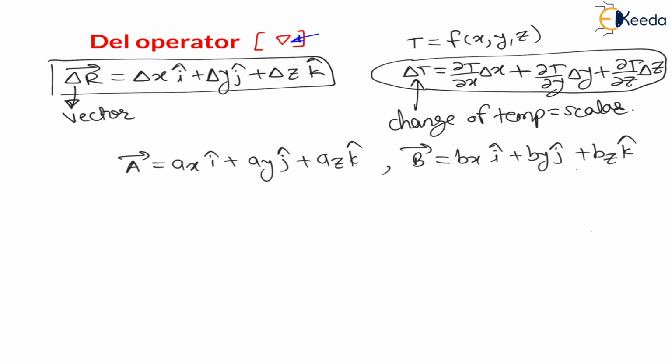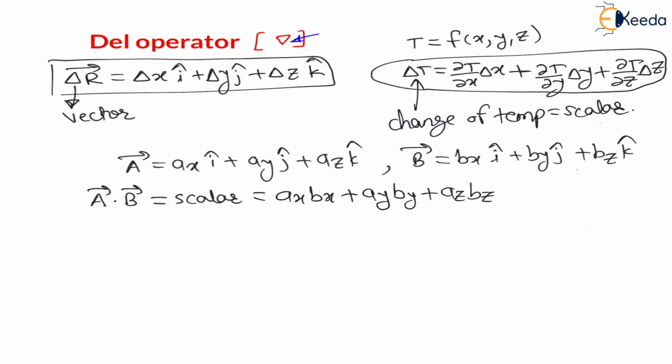Let us say these are the two vectors, vector a and vector b, where ax, ay, az are the coefficients of vector a and bx, by, bz are the coefficients of vector b. Then what is the dot product? Vector a dot vector b is nothing but a scalar, which is the sum of the products of the coefficients, that is ax into bx plus ay into by plus az into bz. This is how we can write.